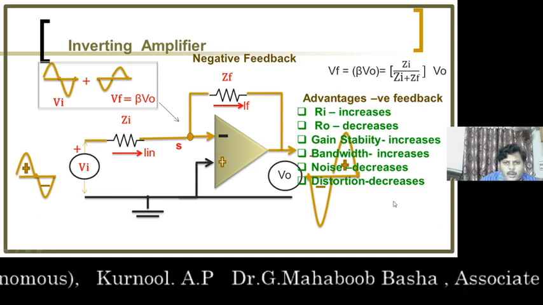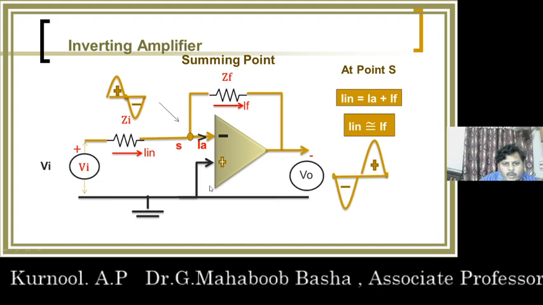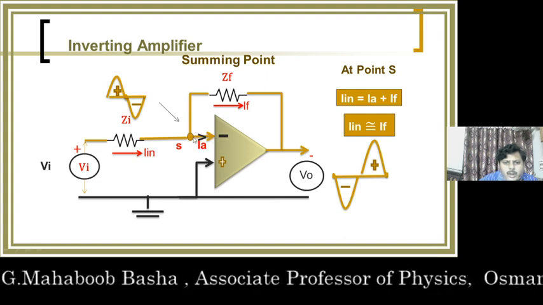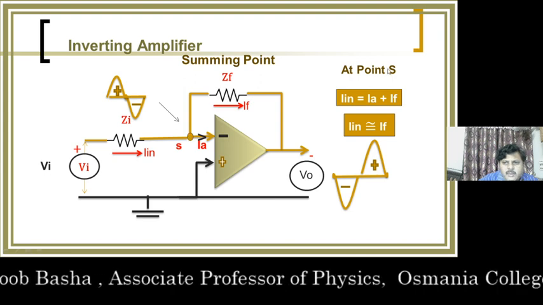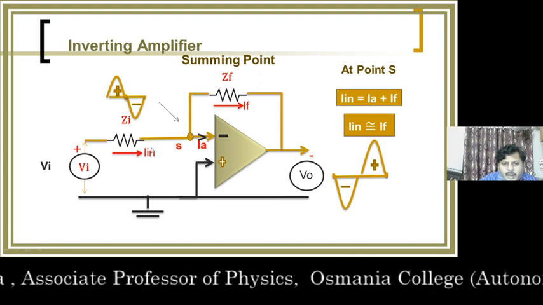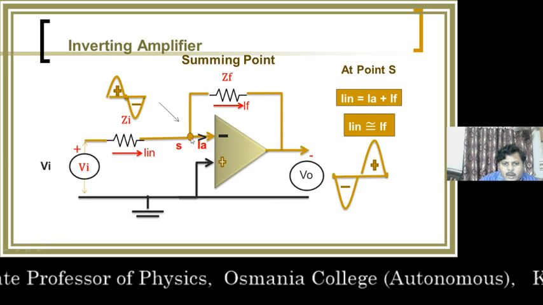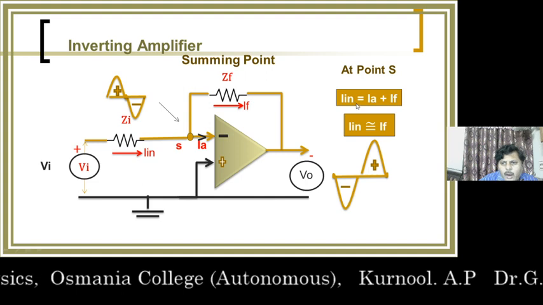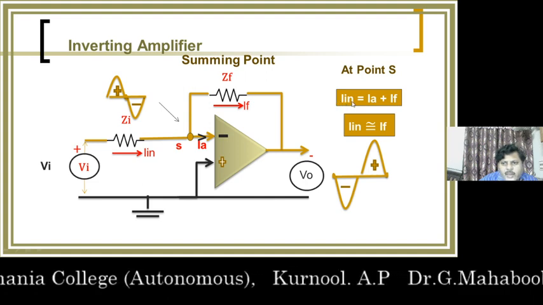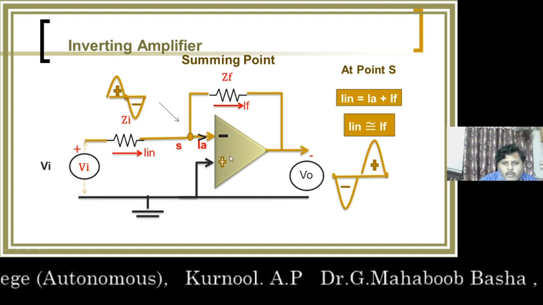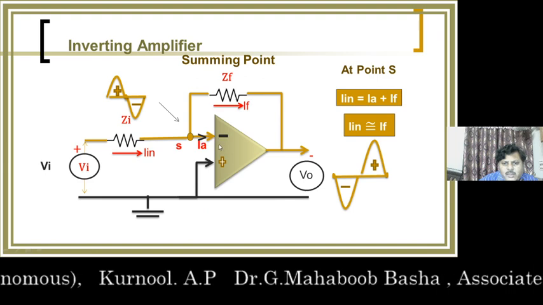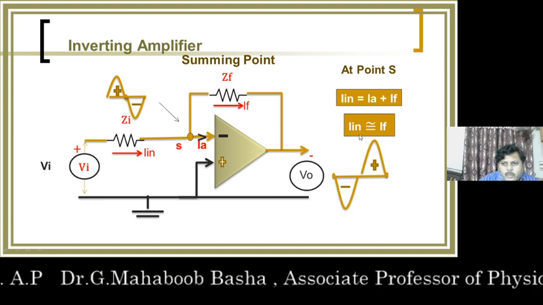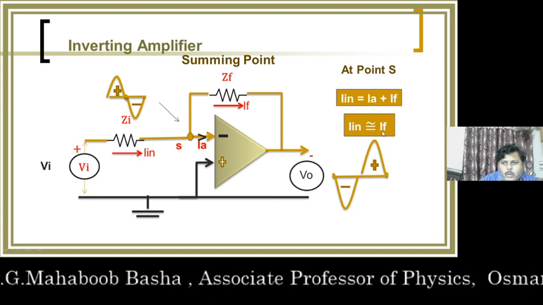Let us see why point S is called the summing point. Because here the input current and the feedback current are algebraically added at point S. At point S, the input current Ii flows towards the point S, and Ib and If currents flow away from the point. According to Kirchhoff's current law, we can write Ii is equal to Ib plus If, where Ib is the current flowing into the input impedance of an op-amp. It is in the order of nanoamperes, so it is negligible. Therefore, the input current is approximately equal to the feedback current.